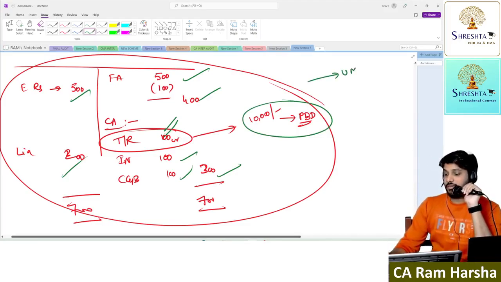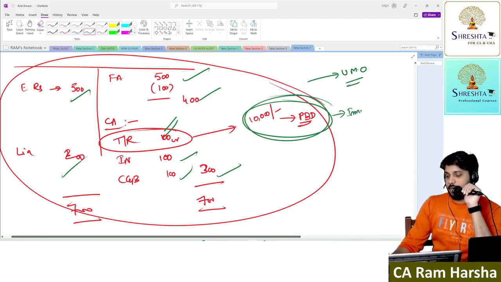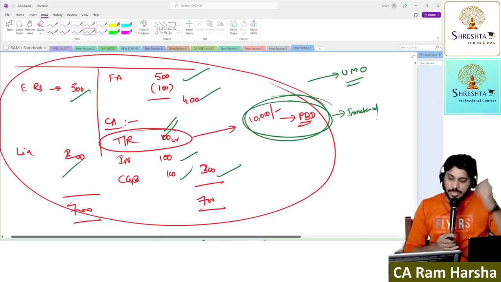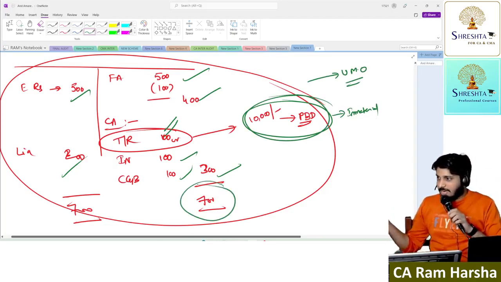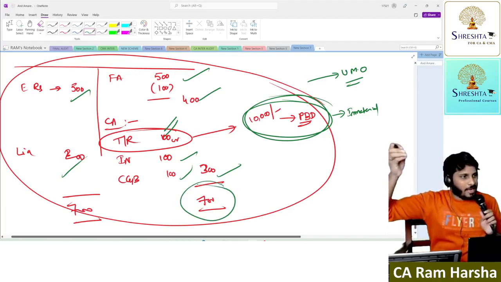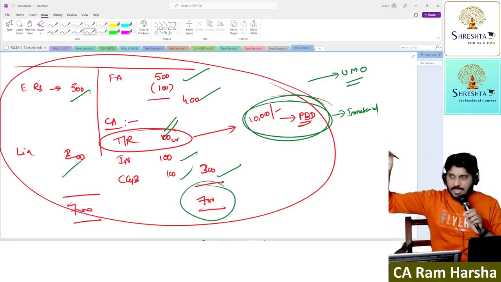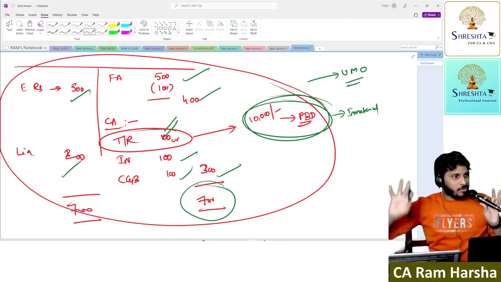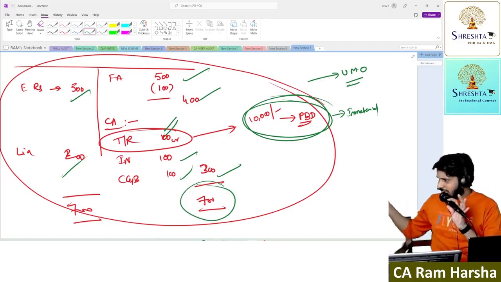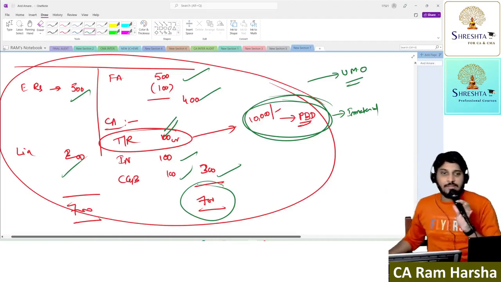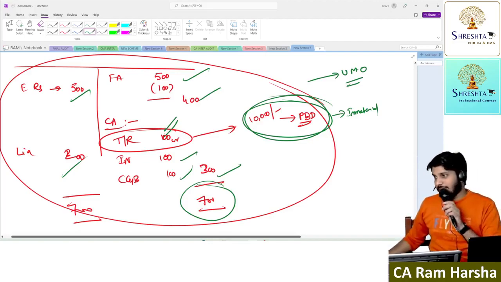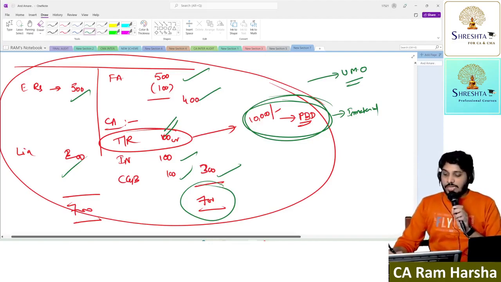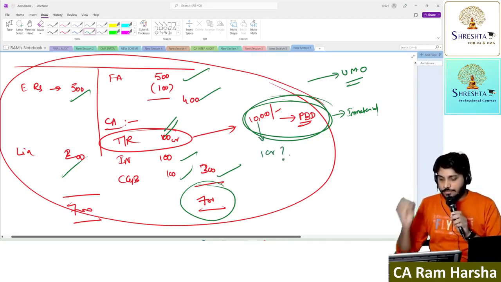Unmodified. Why, sir? This 10,000 is immaterial. Out of 100 crore, how immaterial is 10,000 rupees? Out of the total balance sheet of 700 crore, only for 10,000 rupees I have a mistake. There is a negative thing, but apart from that, everything else is true and fair. So which opinion will I give? Unmodified opinion. What if this number is 1 crore?